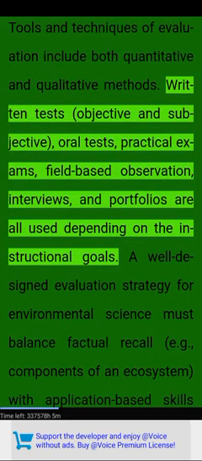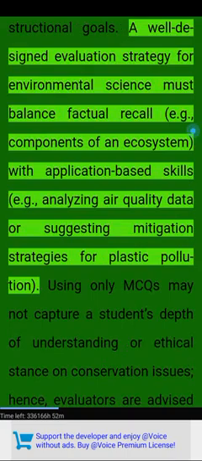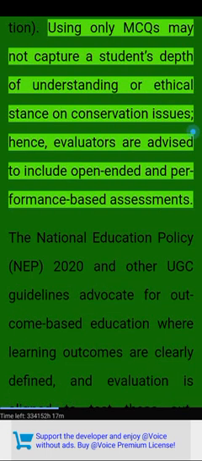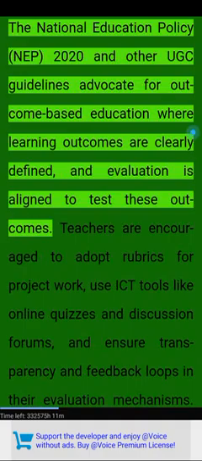Written tests, objective and subjective tests, oral tests, practical exams, field-based observation, interviews, and portfolios are all used depending on the instructional goals. A well-designed evaluation strategy for environmental science must balance factual recall, e.g., components of an ecosystem, with application-based skills, e.g., analyzing air quality data or suggesting mitigation strategies for plastic pollution. Using only MCQs may not capture a student's depth of understanding or ethical stance on conservation issues. Hence, evaluators are advised to include open-ended and performance-based assessments.